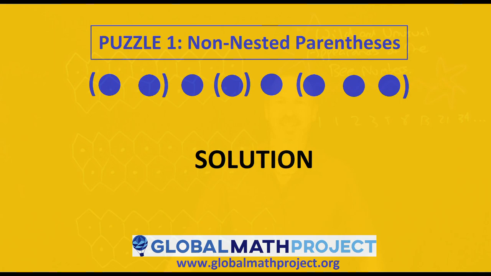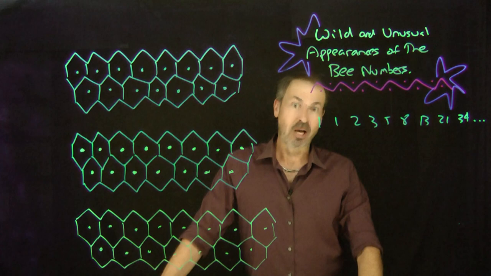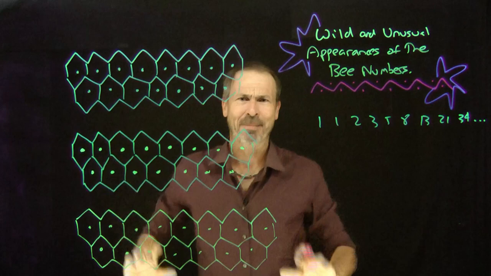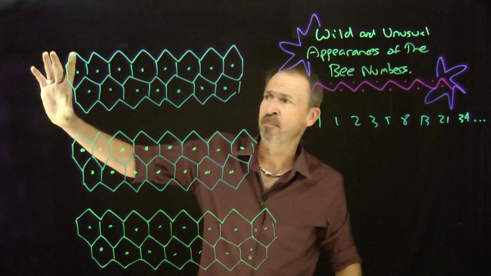Okay, to explain the nested parentheses puzzle, here I've drawn a honeycomb with 2 rows. I've just put dots in the center because it's easier to think of dots here and see what's going on. My picture's a bit wonky in places. What I've got here is 8 cells on the top, 7 cells on the bottom. I've drawn a picture of 15 cells.